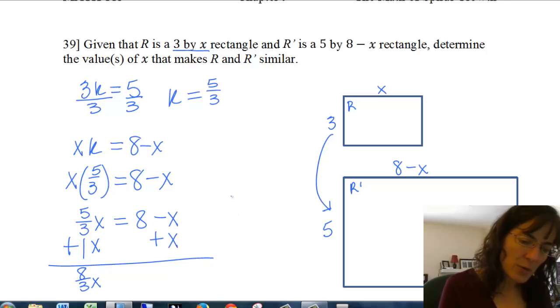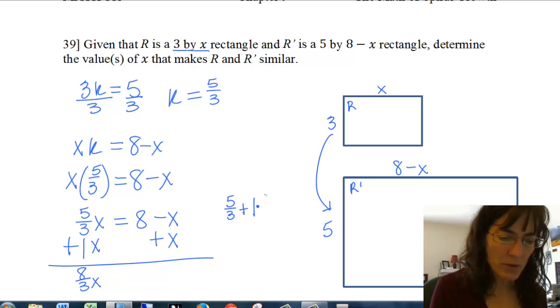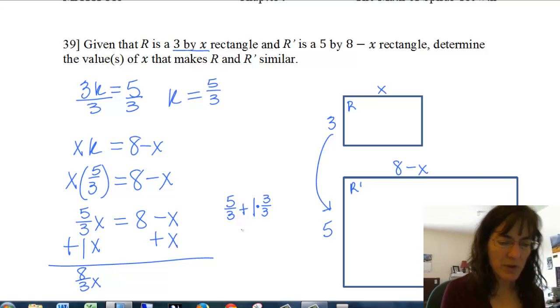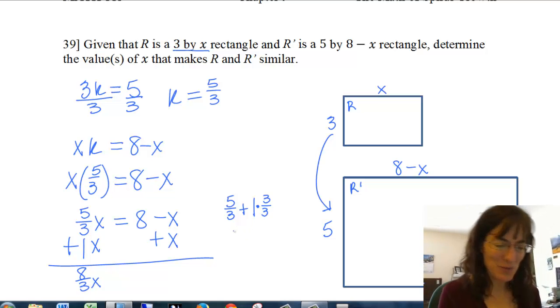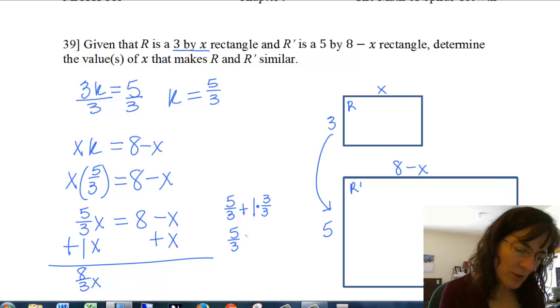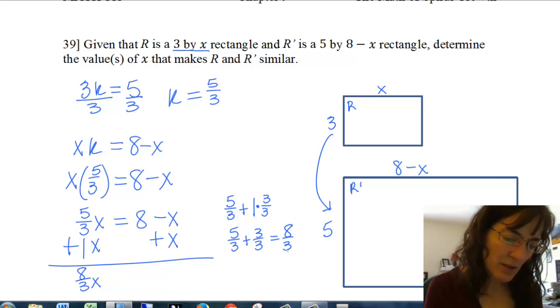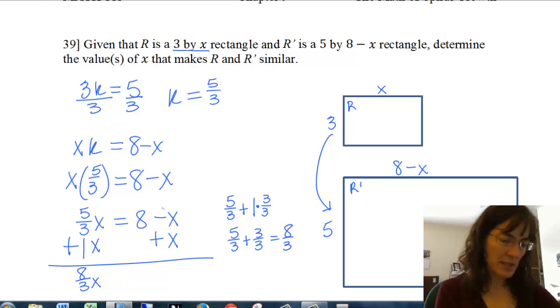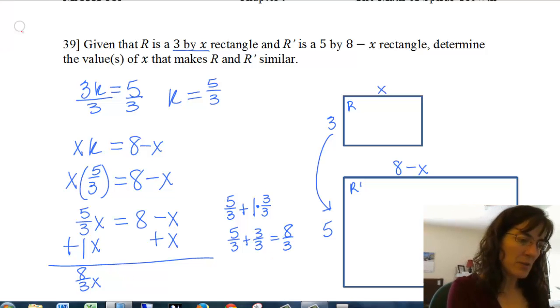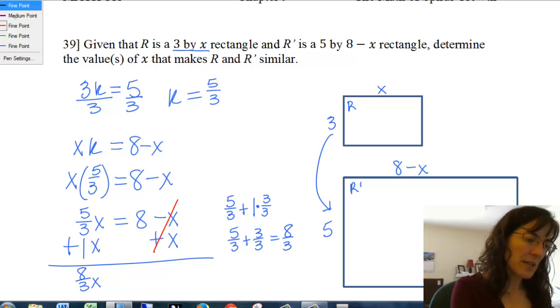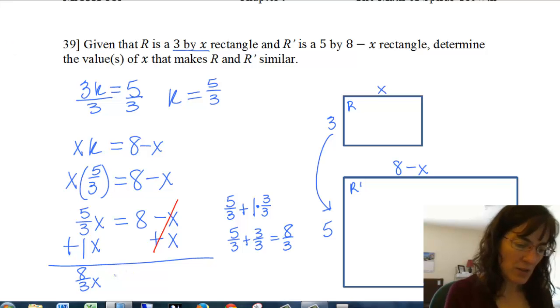x. Now if you want to do that by hand, you have 5/3 plus 1, and you have to think of 1 as something over 3, so I'm just going to multiply it by 3/3 because that reduces to 1, and then I have 5/3 plus 3/3 or 8/3. Either way you can do this. And my x's on the right hand side cancel, my x's on the left hand side come to 8/3 x, and I have that set equal to 8.